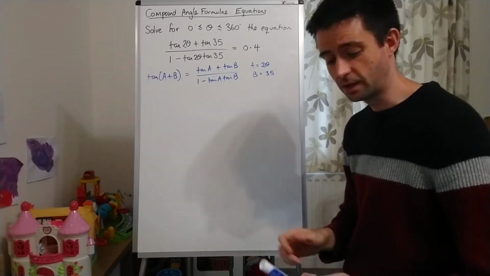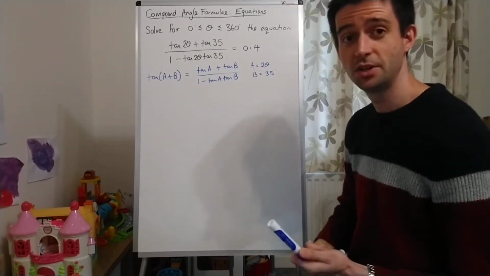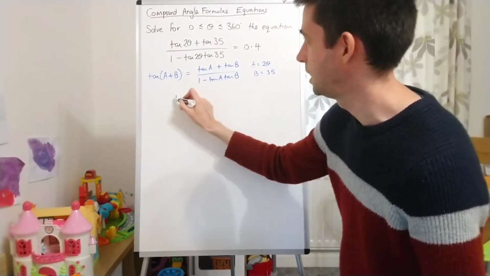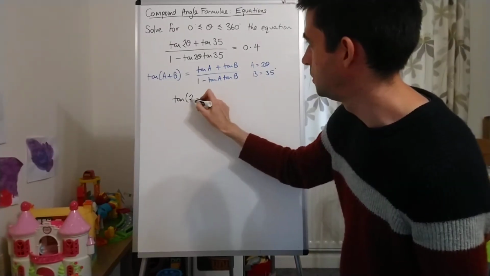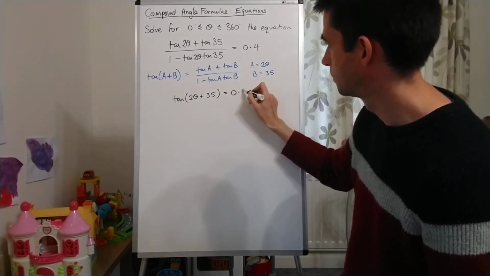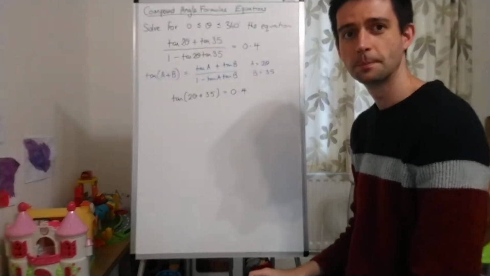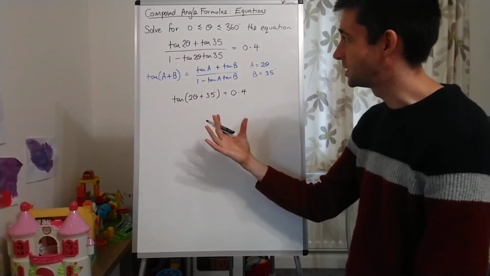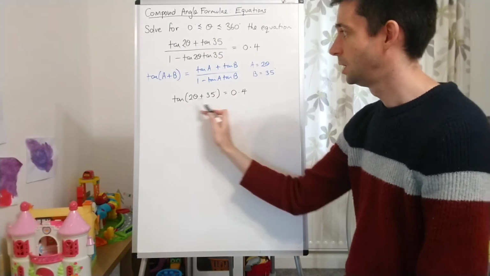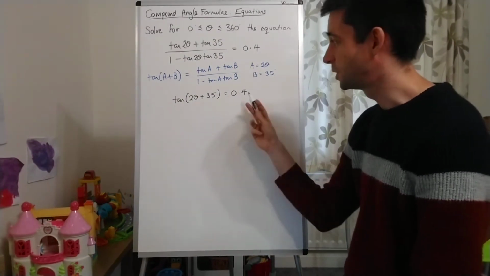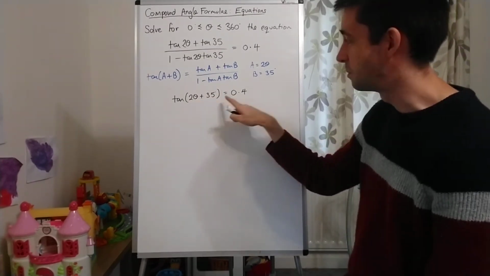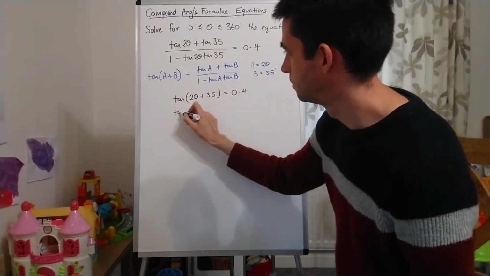And what that means is I can very simply change this equation, using this identity here, to tan(2θ plus 35) equals 0.4. So just using that tan(A plus B) identity, I've changed expanded form to compound angle form, and this equation is straightforward. I've got tan and then 2θ plus 35 in a bracket equals 0.4.